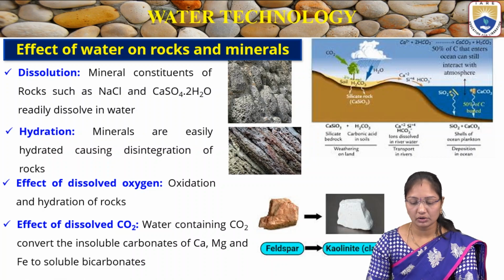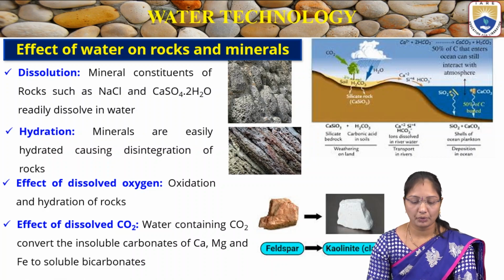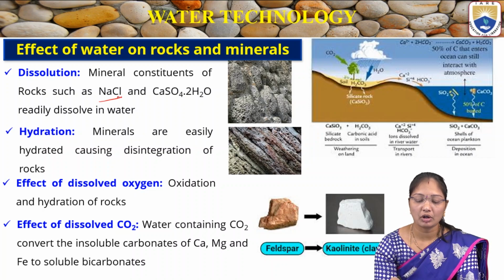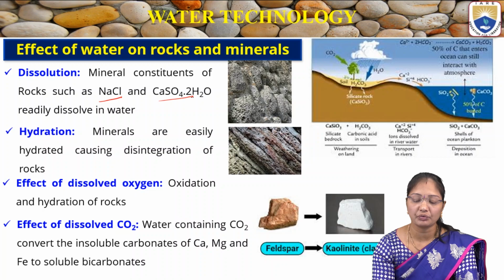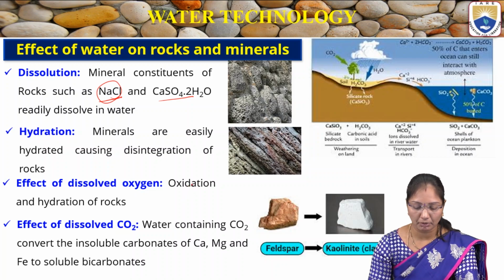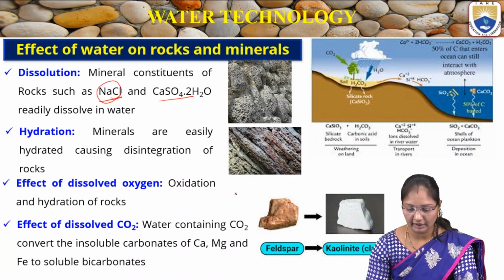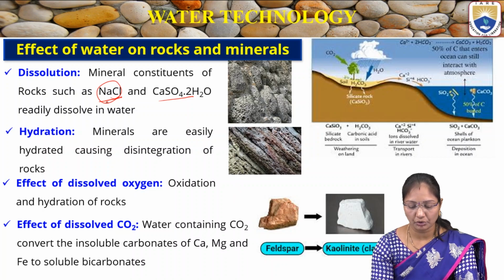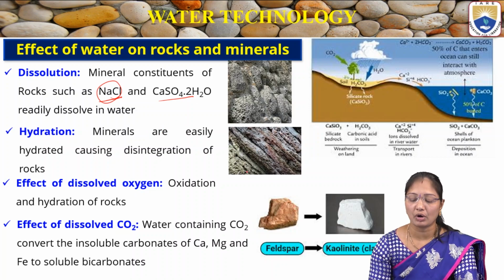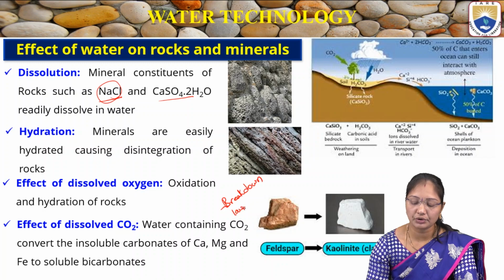So water also affects rocks and minerals. There are 4 processes. First, dissolution: mineral constituents of rocks such as sodium chloride, NaCl, and calcium sulfate, CaSO4, readily dissolve in water. NaCl is nothing but the common salt which we use for domestic purposes. Then hydration: minerals are easily hydrated, causing disintegration of rocks. What happens here? Some salts like sodium chloride and calcium sulfate, when they react with water, readily dissolve in the water and cause the disintegration of rocks. Disintegration is nothing but the breakdown. Conversion of larger molecules into smaller molecules, we call it disintegration.